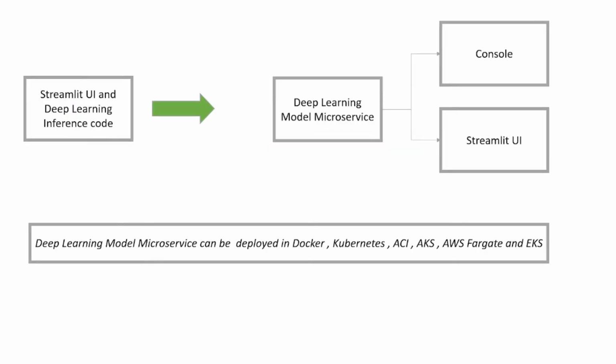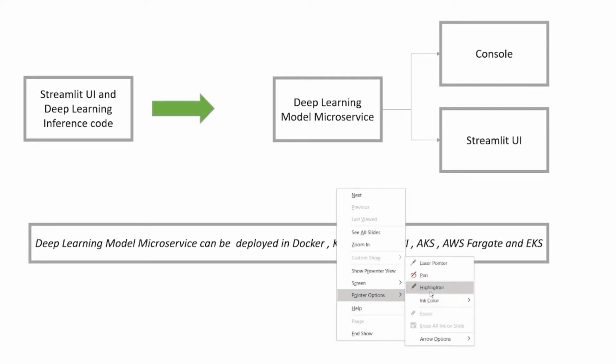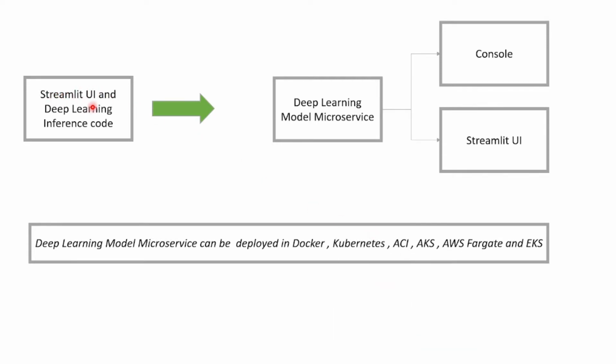Monolith. In this lecture, we will explain how we convert a monolith into a microservice. Here we have a monolith which, as we have seen before, has a Streamlit UI and the deep learning inference code. What we will do is transform it into a deep learning model microservice which can be called by a console or by a Streamlit UI. The deep learning microservice can be deployed in Docker, Kubernetes, ACI, AKS, AWS Fargate, and EKS.